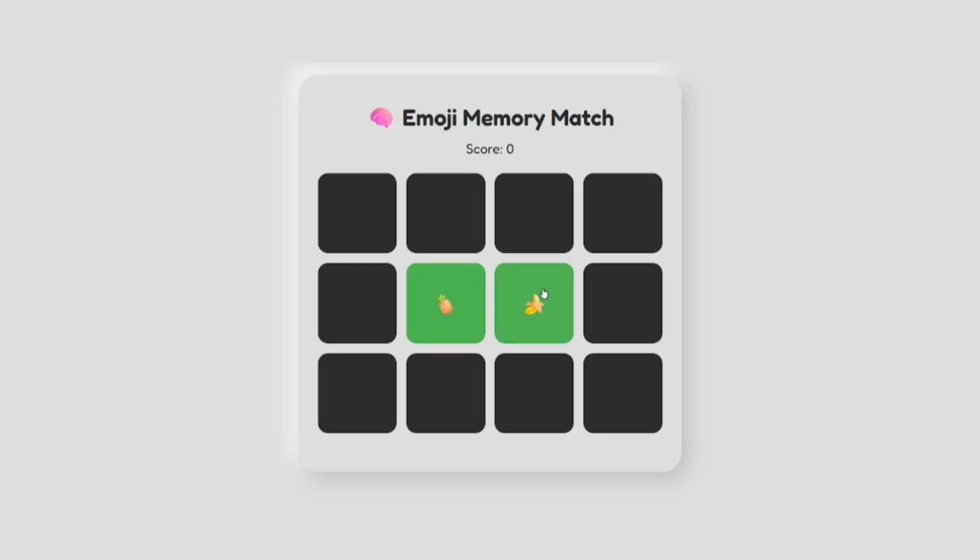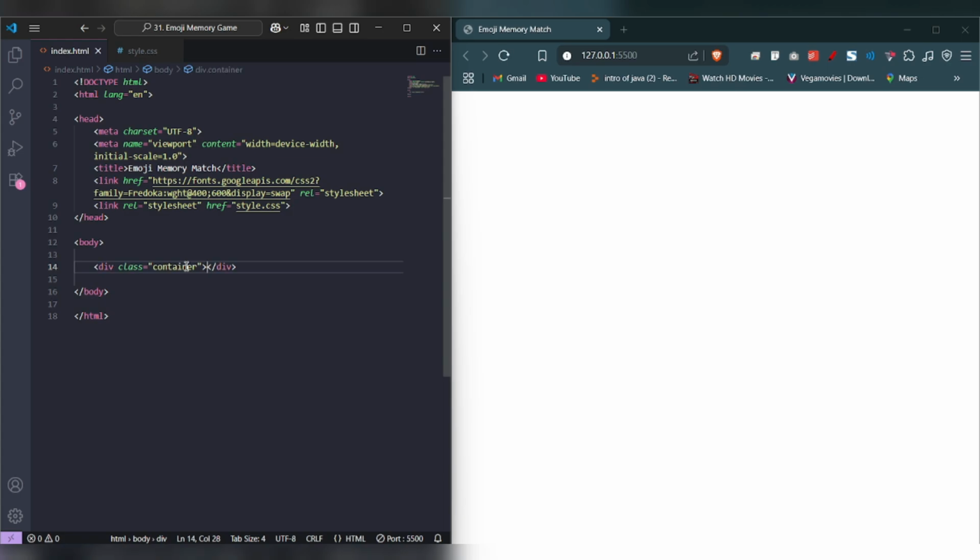Hey everyone, in today's video we are building this fun emoji memory match game using just HTML, CSS and JavaScript. It's interactive, responsive and beginner friendly. Let's dive right in. In HTML, first we wrap everything inside a div with the class container.